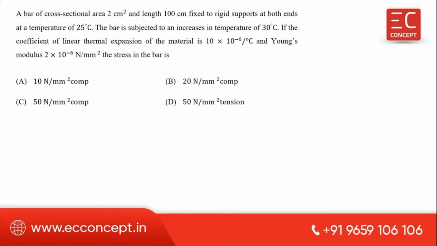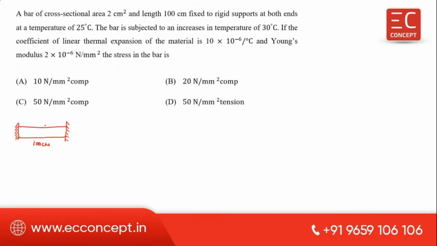Now we are going to see the next one. That is a 2 mark question. So this is a very interesting question. A bar of cross-section area 2 centimeter square and length 100 centimeter, fixed at the rigid support. So we can conclude this is the bar. Cross-section area is 2 centimeter square and length is 100 centimeter.